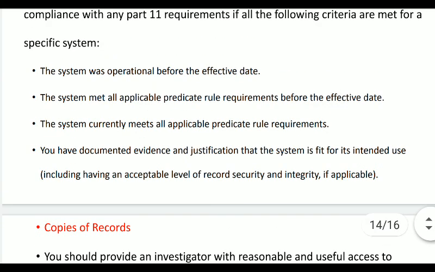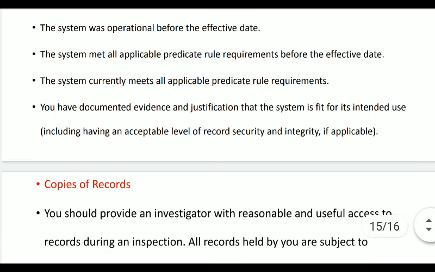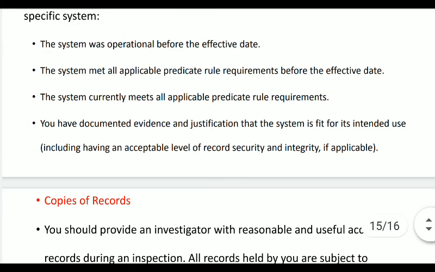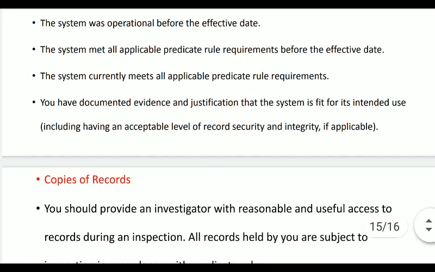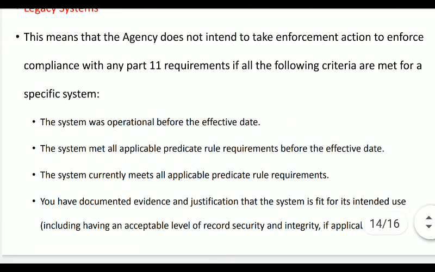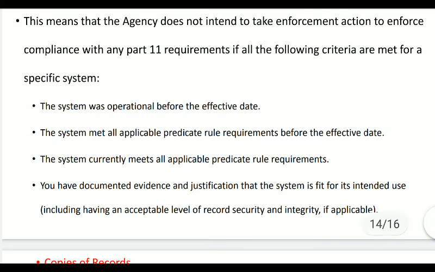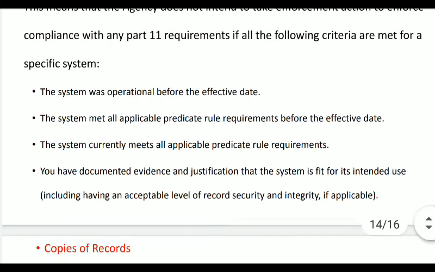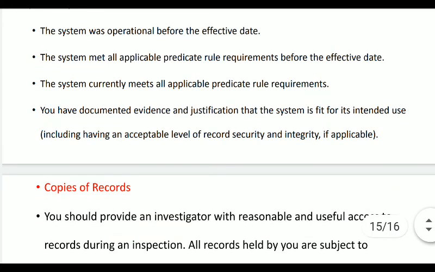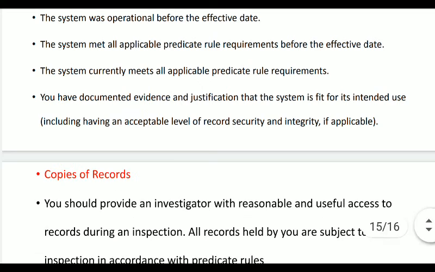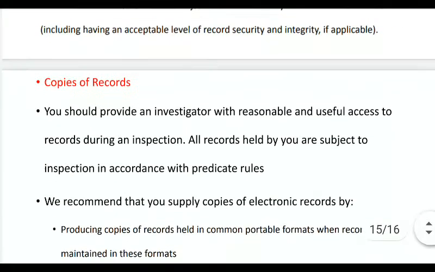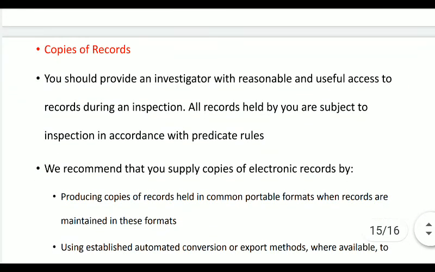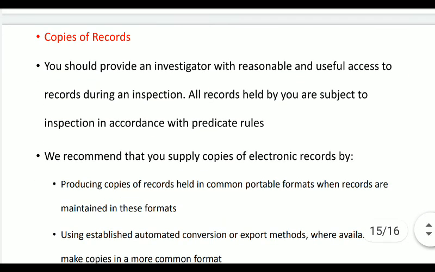In short, if your system is working properly, if you are using proper software and hardware, if you are maintaining documentation properly, and if you are doing validation properly, then the agency will not take any legal action against you. But suppose you are not maintaining your system properly, you are not using authorized software and hardware, you are not maintaining proper documentation, then you may attract some kind of legal action from the authorities.